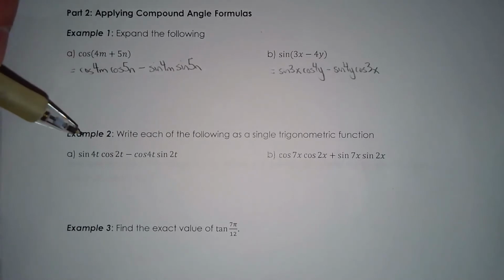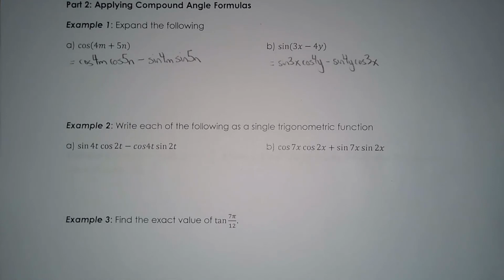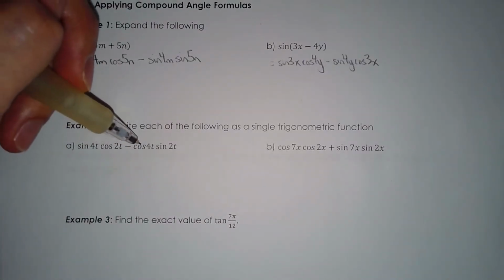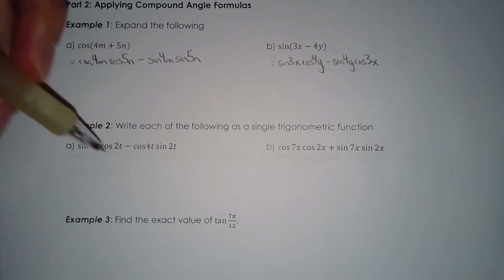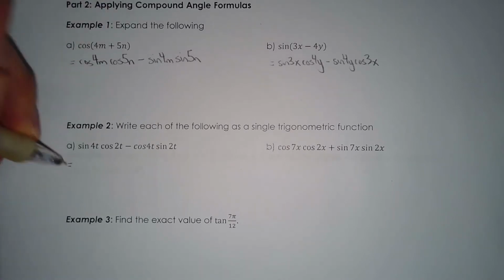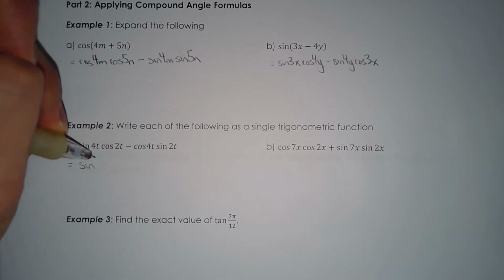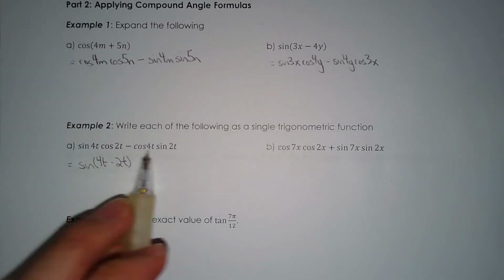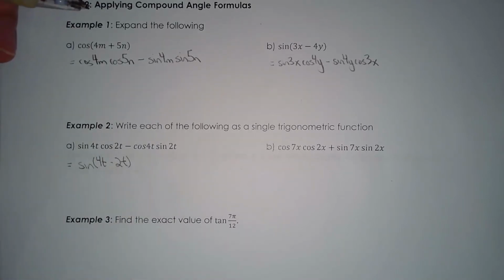Now here we're going to go backwards. We're going to try to write each of the following as a single trigonometric function. So sine 4t cos 2t minus cos 4t sine 2t. Which formula should we use to help us express it as a single trig function? It's the subtraction formula for sine. So it's sine of 4t minus 2t, because the way it's presented to us, you should use the subtraction formula for sine.